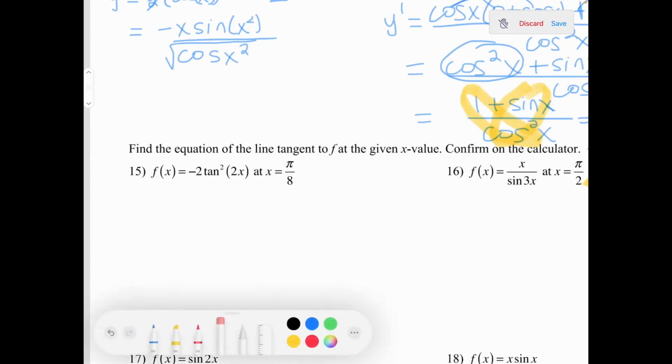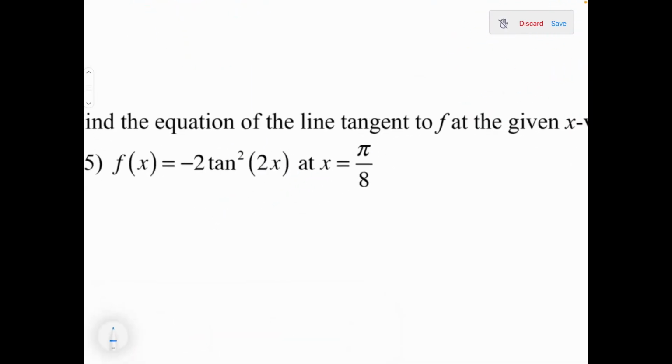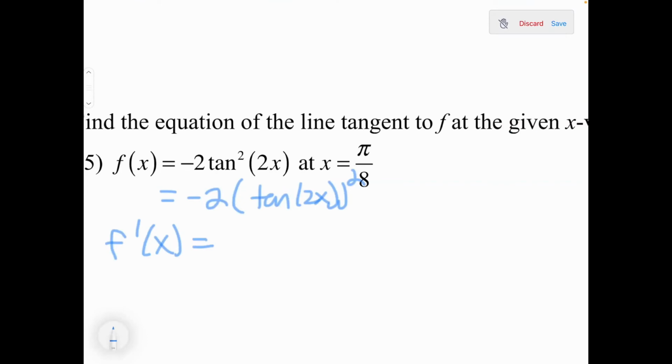All right, for 15, we're finding the equation of the tangent line. So this would look like -2 times tangent 2x, and that raised to the second power. So first thing we need to find is the slope of the tangent line. We find that by taking the derivative and plugging in pi over 8 into the derivative. We're going to do the power rule first because we got something being raised to a power. So -2 times 2 is -4. We're going to leave the inside completely alone.